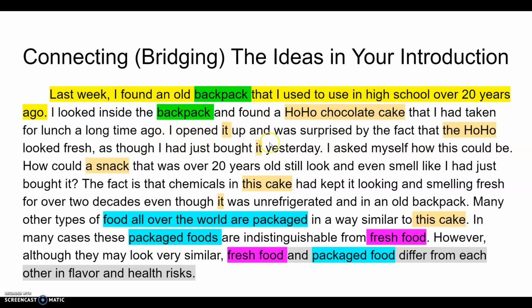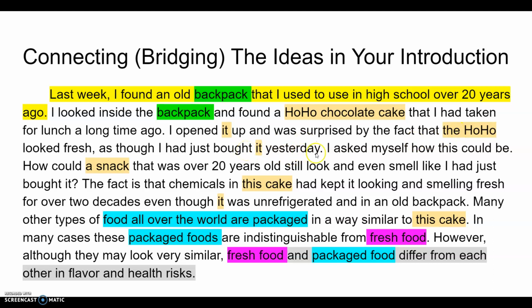So if we remember that, we can go on to the next sentence. I opened it up and was surprised by the fact that the ho-ho looked fresh, as though I had just bought it yesterday. So again, we started here, sentence number 2. I wrote a ho-ho chocolate cake. The next sentence, I said I opened it up. It is referring to the cake. And then in the same sentence, I refer to the ho-ho again. The following clause, I have it again referring to the cake. So the same idea is present in all of these sentences.